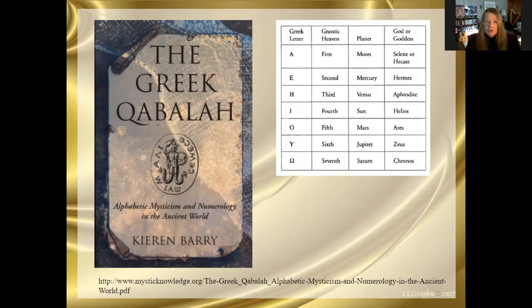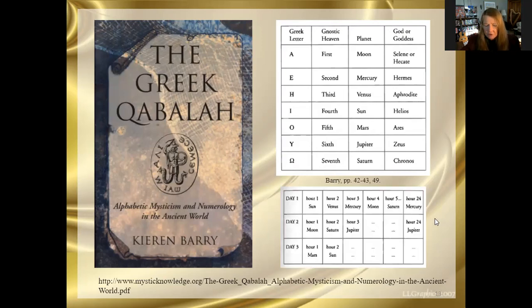So if you go back to Greek, the Greek Kabbalah being older than Hebrew Kabbalah, even though we may think of Hebrew as an older language, you're going to see that even more so. So, for example, here is an attribution of Greek vowels to Gnostic heavens and to planets and to gods or goddesses, except sometimes these attributions will be different. And Barry discusses this. In fact, these three graphics I'm going to give you are on page 42, 43, and 49 of this wonderful book.